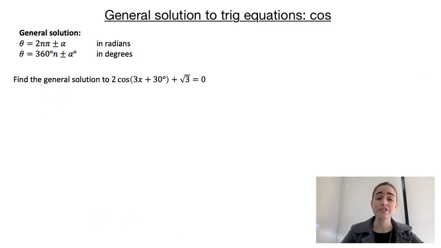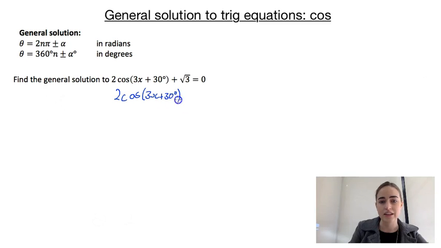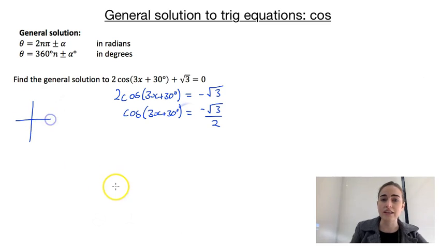So our example asks us to find the general solution to the equation 2 cos(3x + 30 degrees) + root 3 = 0. The first thing we're going to do is rearrange this. So we have 2 cos(3x + 30 degrees) = minus square root of 3. Then we can divide by 2, so we'd have cos(3x + 30 degrees) = minus root 3 over 2.